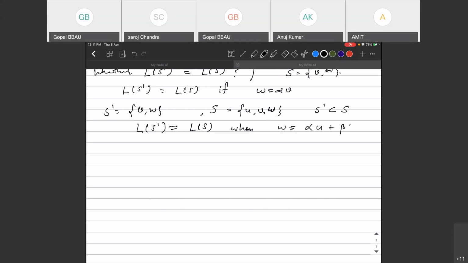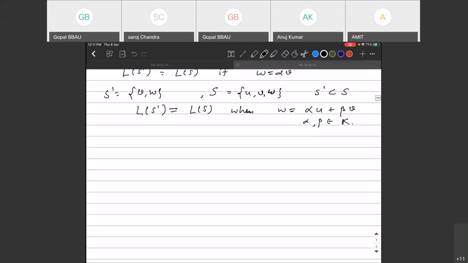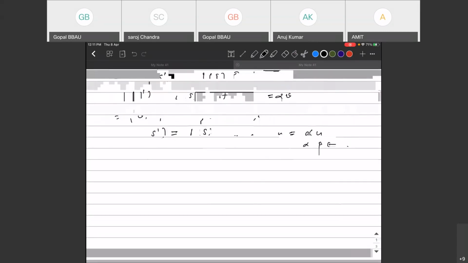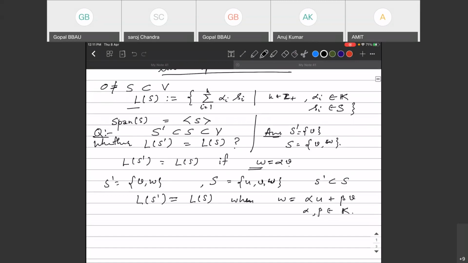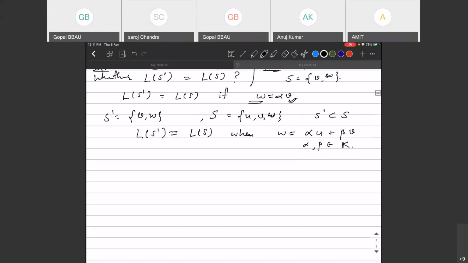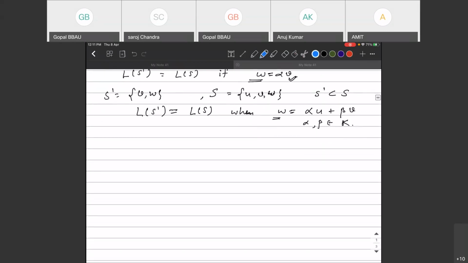Alpha U plus beta V, okay, alpha beta belongs to the field. This suggests a definition, which is called linear dependence. So here we call, in the first example, W is linearly dependent on V. In the second example, we say W is linearly dependent on U and V. So thus we have the following definition.